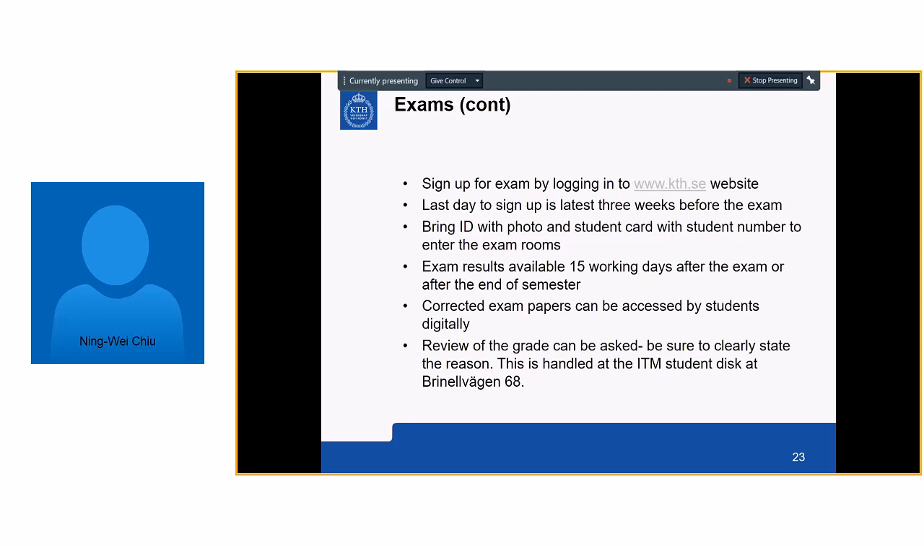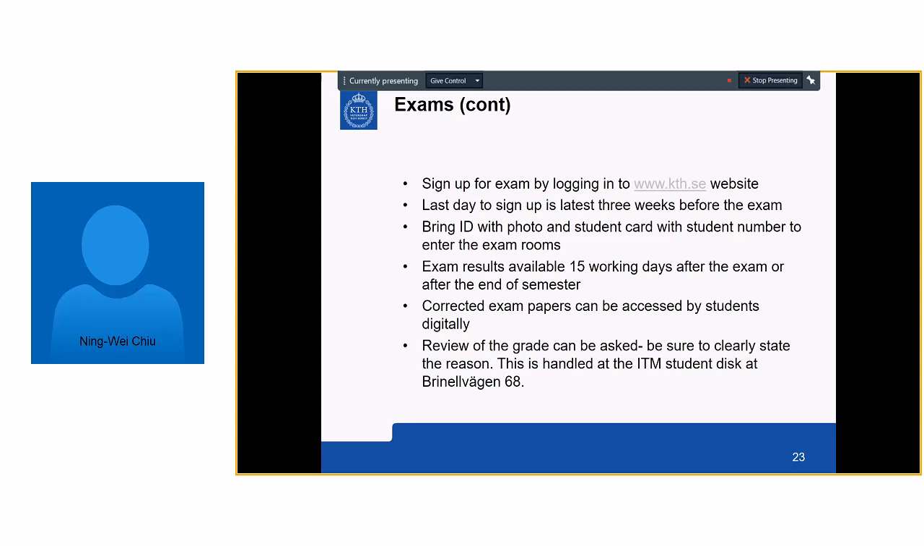It takes roughly 15 working days, sometimes longer, but on average 3 weeks before you get your exam grades. And then it will maybe take another week for the reporting of the grades. So normally after 1 month, you will see the grades through the KTH portal.